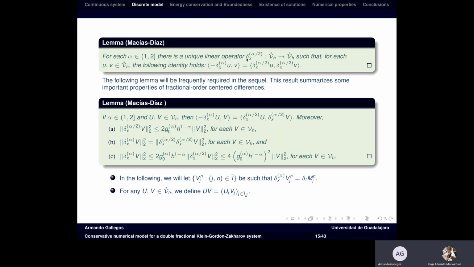and we are going to remember some properties of fractional centered differences. So they are negative operators which are self-adjoint, and therefore there is also a square root operator for these operators. Okay, so this is basically the discrete form of the formula for integration by parts in fractional form, and these are some bounds for these operators.